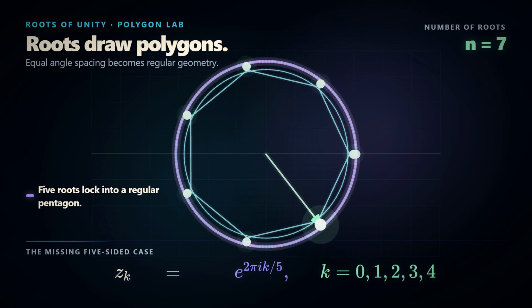Switch to n equals 6, then 7. Count 6 vertices in a regular hexagon and 7 in a regular heptagon. Notice what never changes: equal angular spacing, equal radius, and rotational symmetry. Conclude the sweep from n equals 2 through 7. The roots of unity form regular n-sided polygons, including the easily missed 5-sided case.